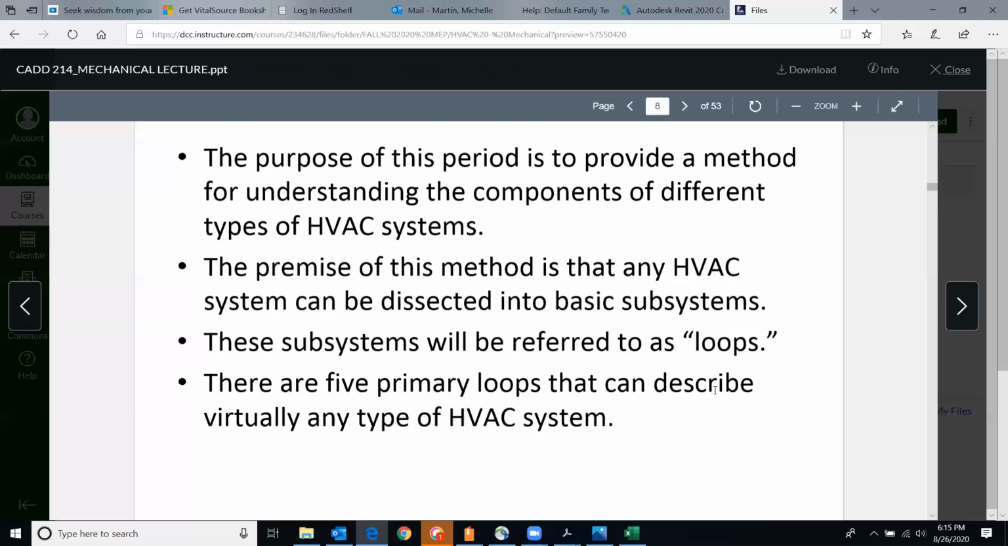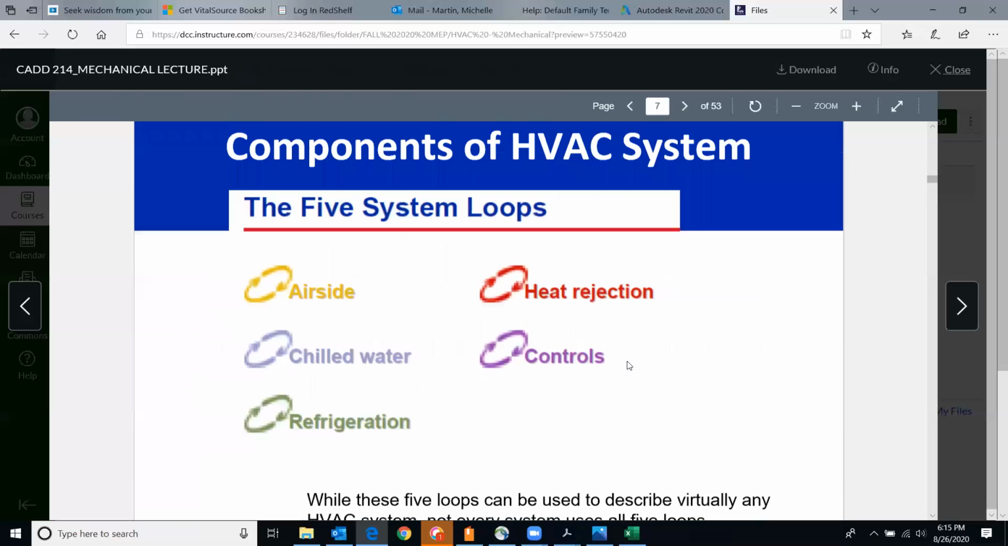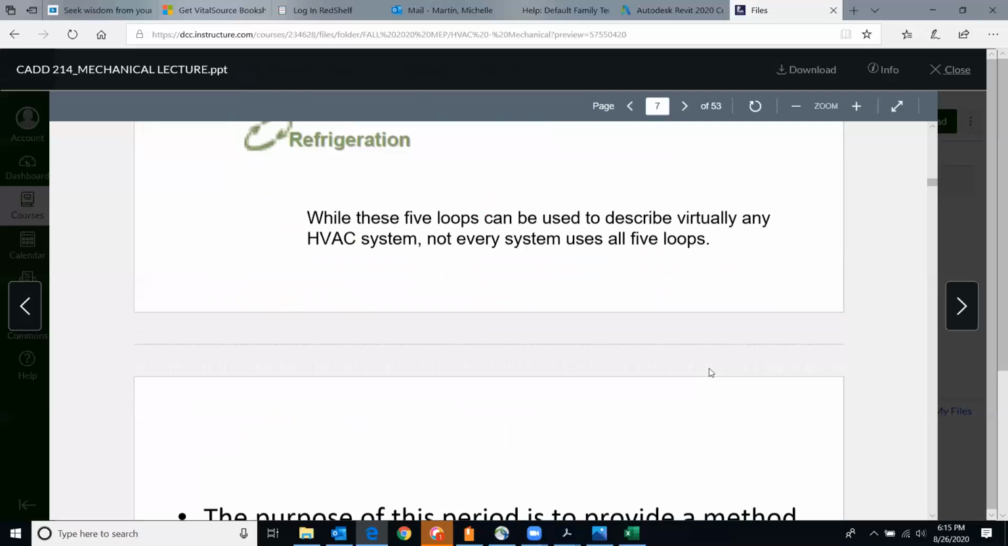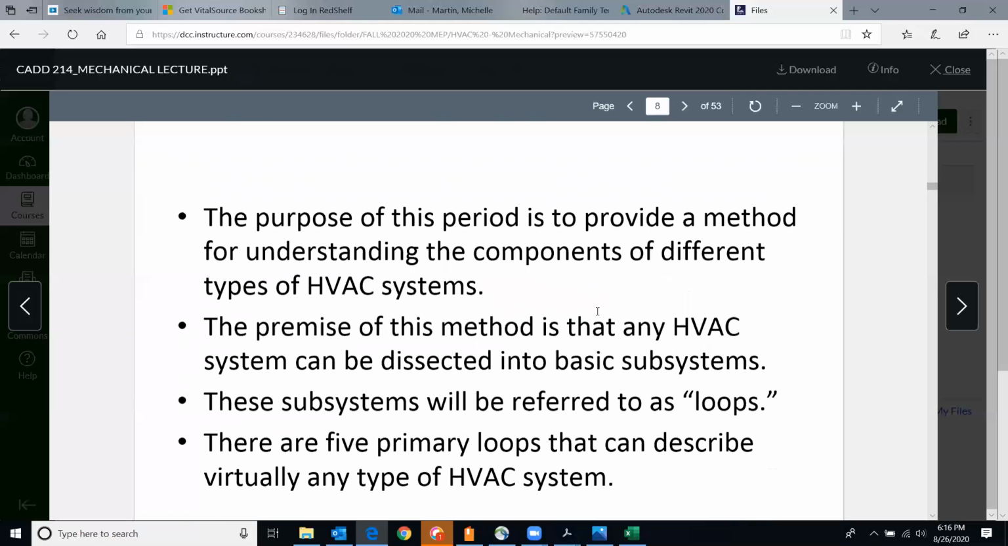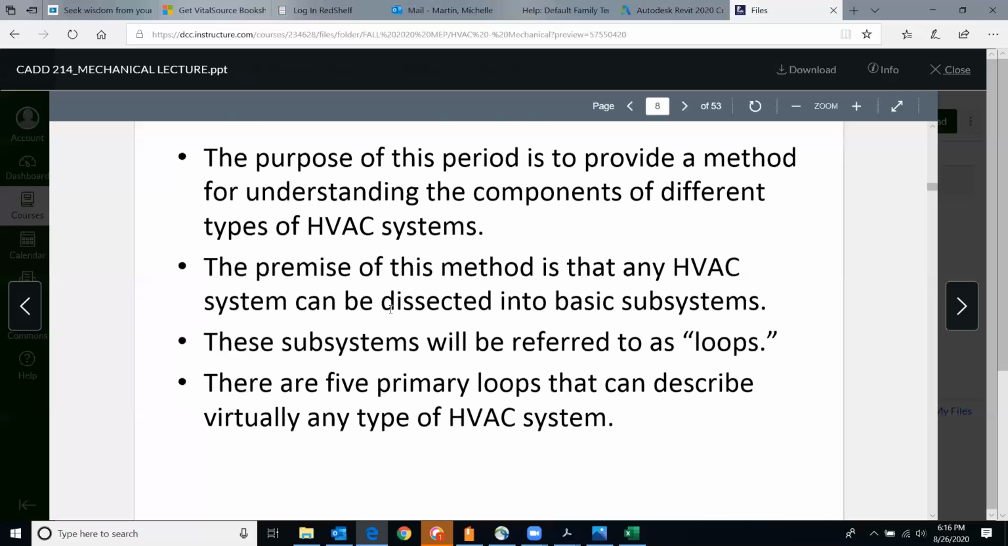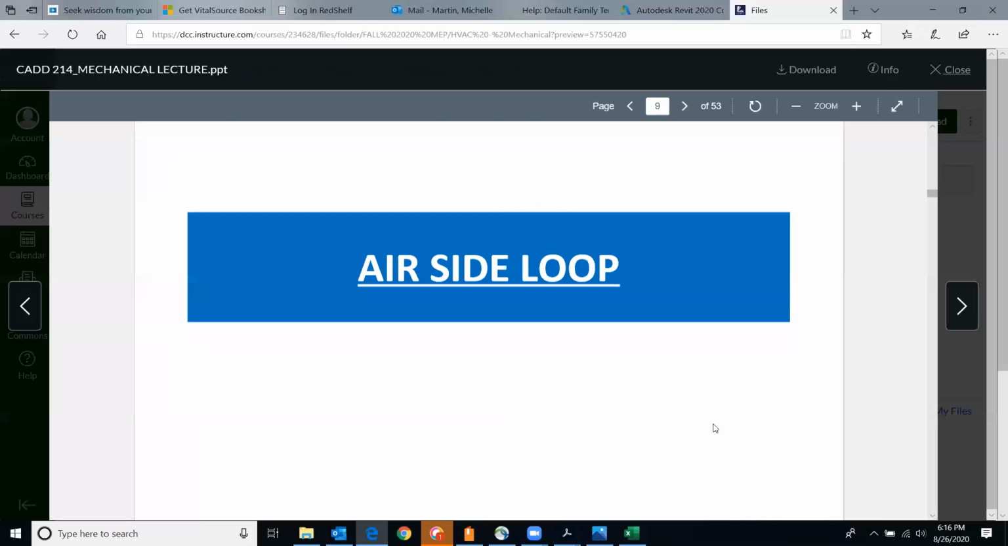The purpose of this period is to provide a method for understanding the components of different types of HVAC systems. The premise of this method is that any HVAC system can be dissected into basic subsystems, and these subsystems will be referred to as loops, which is how they have these loop systems right here. And as you saw in that earlier example, it is just a consistent loop of air out and then air back in. There are five primary loops that can be described on virtually any type of HVAC system.